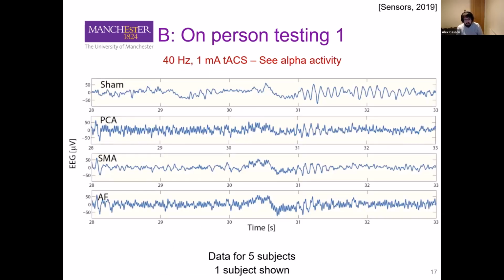The SAM is a recording with no tACS applied to it. That's just EEG. Someone closed their eyes. For the other three, these were done at a different time. So this is EEG and tACS, and we've done the artifact removal. So we don't expect these to look exactly the same. Okay, they're different actual recordings. For SMA, we can see some alpha bursts coming in at about 31 seconds after the person's closed their eyes. And we can see that with the PCA and with the adaptive filtering as well, if a bit less clearly.